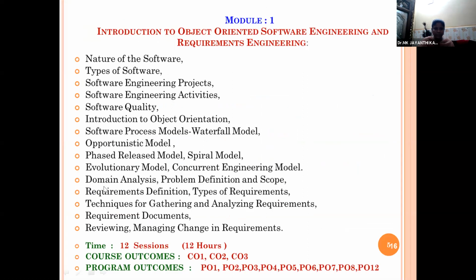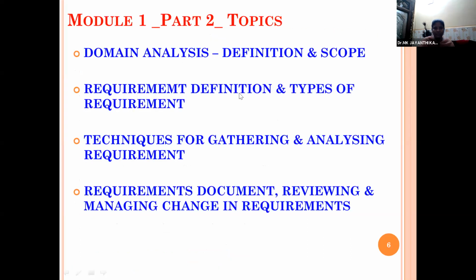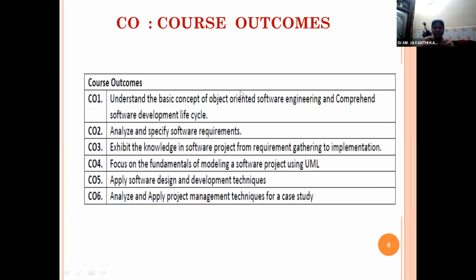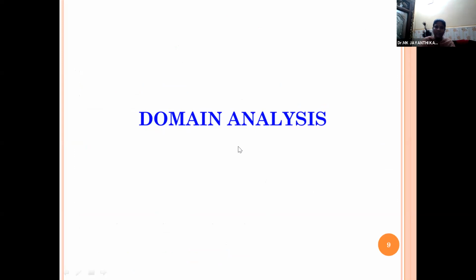In the second part, we are going to discuss domain analysis in continuation with the software process models: waterfall model, opportunistic model, phase released model, spiral model, evolutionary model, concurrent engineering model. After the 7 models, we are going to discuss domain analysis, problem definition and scope, requirements definition, types of requirements, gathering and analyzing requirements documents and managing change in requirements. So the first topic in part 2 is domain analysis.